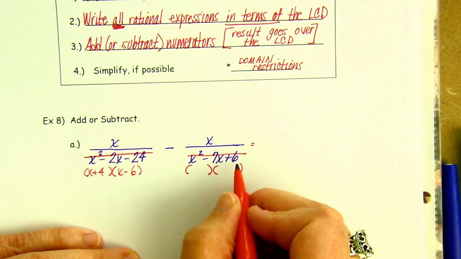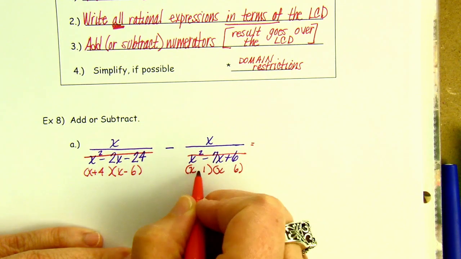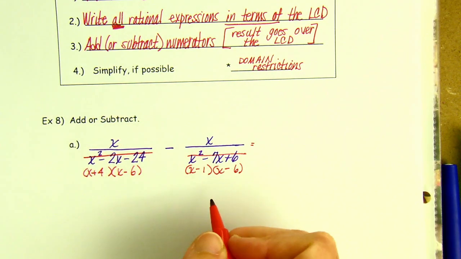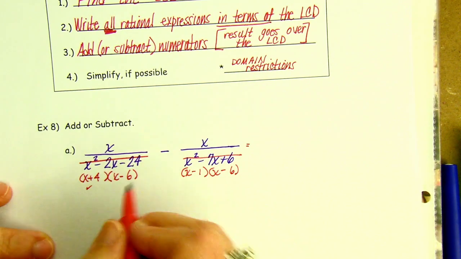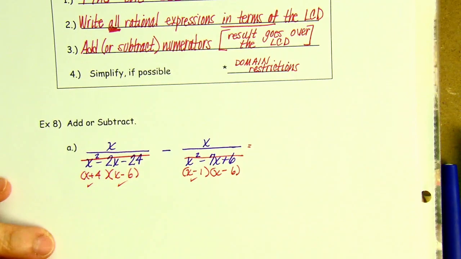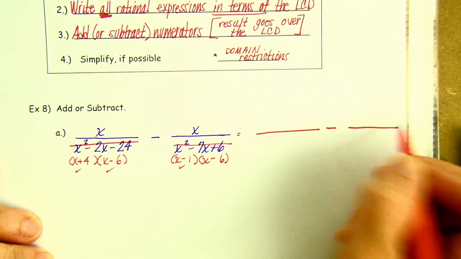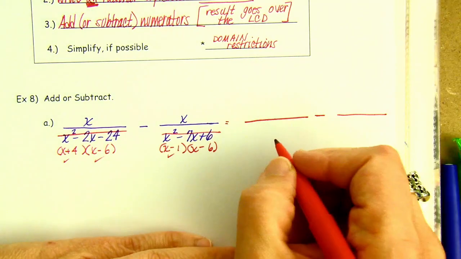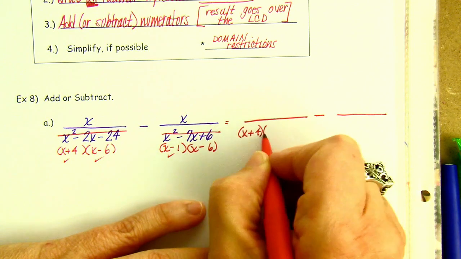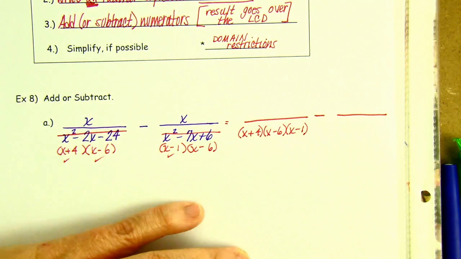Over here, multiplies to 6, adds to 7. Well, that would be 1 and 6. Don't forget about the x's. Signs are the same. They're both negative. My LCD here is x plus 4, x minus 6, x minus 1. X minus 6 is already there. So now we're going to write two fraction bars separated by subtraction. And we're going to write the LCD in both fractions. So x plus 4, x minus 6, x minus 1. Of course, when I say minus 1, I really mean x minus 1.